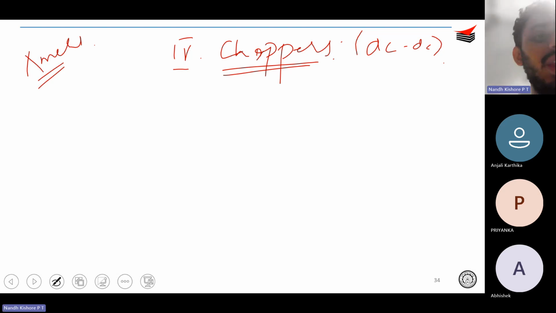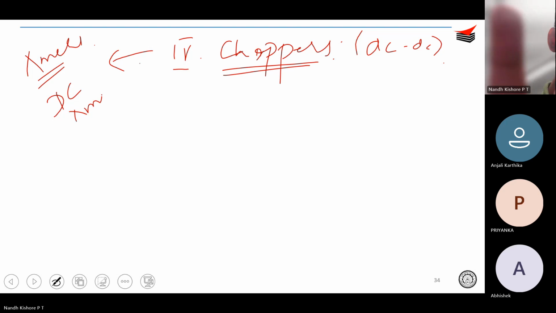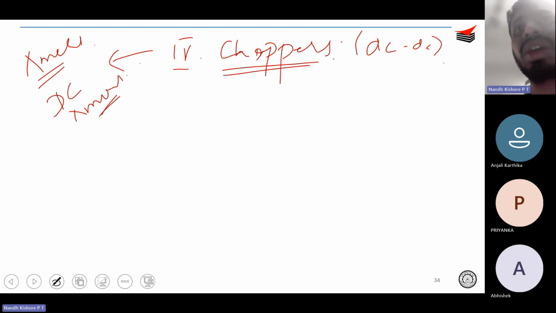Okay. And basically, that is why choppers are also known as DC transformers. DC transformers. Okay. Because they convert one level of voltage to another level of voltage. You take the case of buck boost or buck boost, it converts one level of voltage to another level of voltage. Okay.